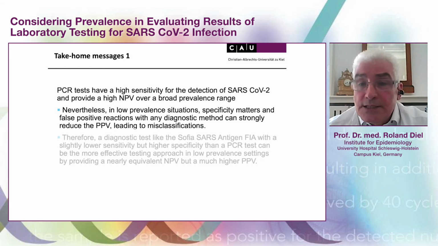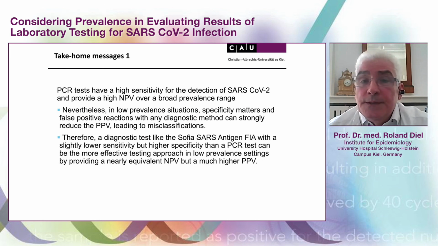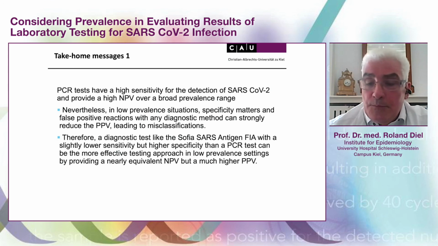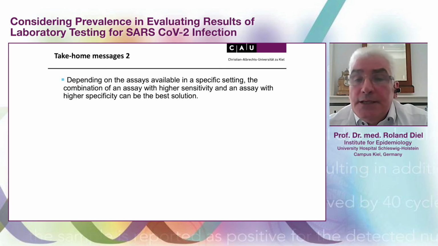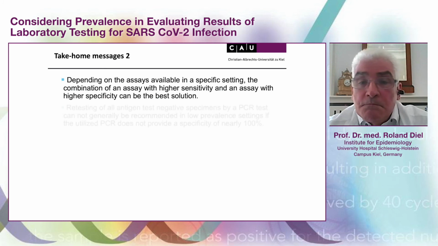Therefore, a diagnostic test like the SOPHIA SARS antigen FIA with a slightly lower sensitivity but higher specificity than a PCR test can be the more effective testing approach in low prevalence settings by providing a nearly equivalent negative predictive value, but a much higher positive predictive value. Depending on the assays available in a specific setting, the combination of an assay with higher sensitivity and an assay with higher specificity can be the best solution.